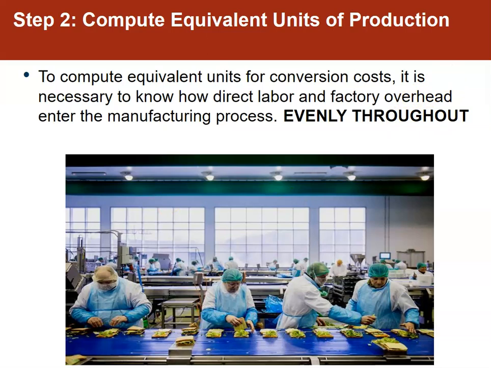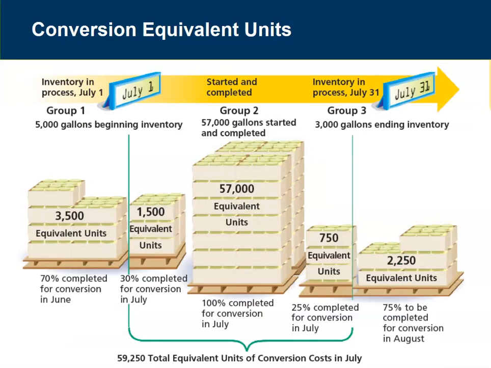We're usually going to be given a number to multiply the number of units in work in process by. So in our example, it was 3,000. Maybe those are 40% complete as to conversion cost. We already know they're 100% complete as to materials. So this slide breaks it down far, far better. I want to jump right down here to the bottom, and it says 59,250 total equivalent units of conversion costs in July. All right, so now we have a lot more numbers on the slide that we need to consider.